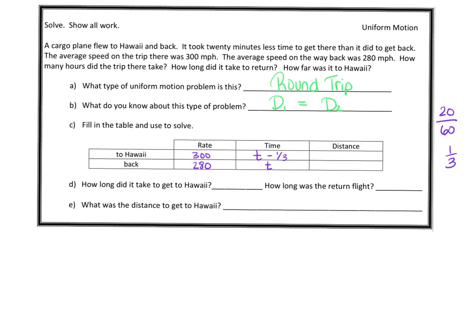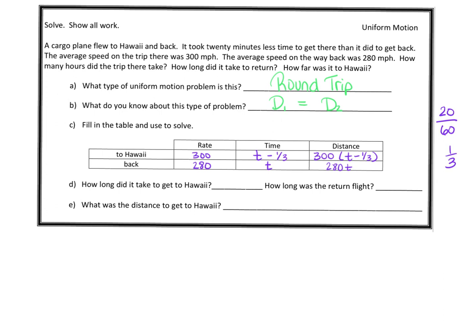All right, to get my distance column, I just multiply across. So this first one is 300, and because I have a plus or minus in there, I have to put parentheses, t minus 1/3. I have to put parentheses there if there's a plus or minus in either one of those columns. On the way back, I can just say 280 times t. All right? So now my whole chart is filled out.